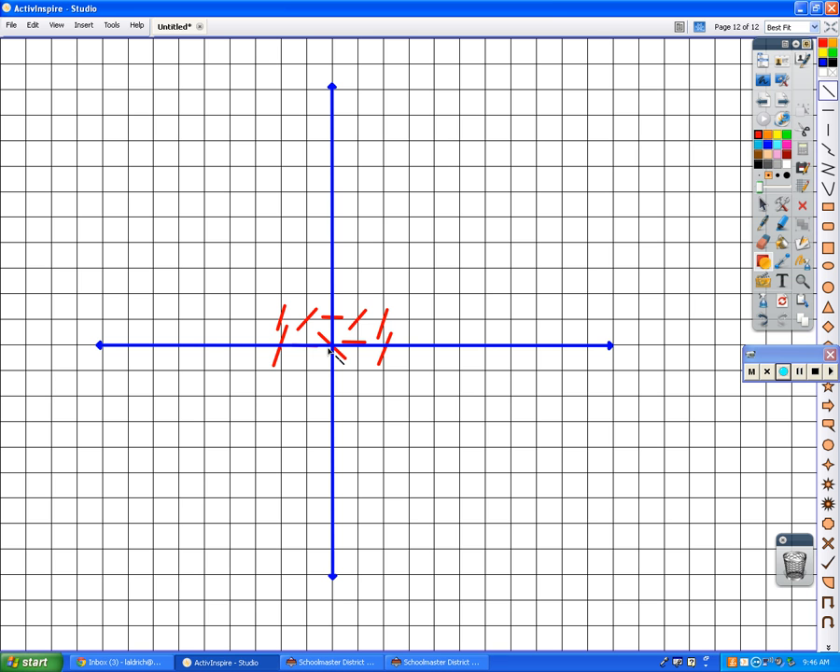So obviously they did this with a calculator or a computer or something like that. A calculator. But you guys get the idea, right?